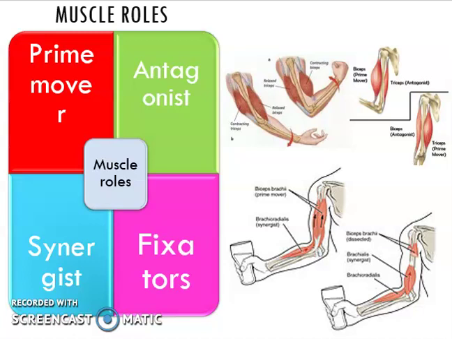The synergist helps the prime mover by working with it by adding force. It also helps to stabilize the joint during the movement. So when the biceps brachii contract to pull up the upper arm, the brachioradialis helps to add force, meaning less strain is applied onto the biceps brachii.